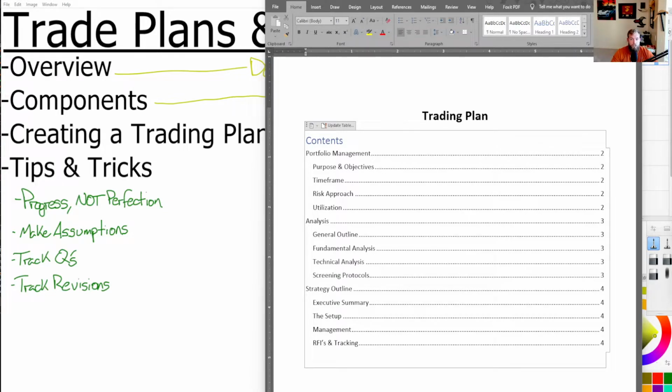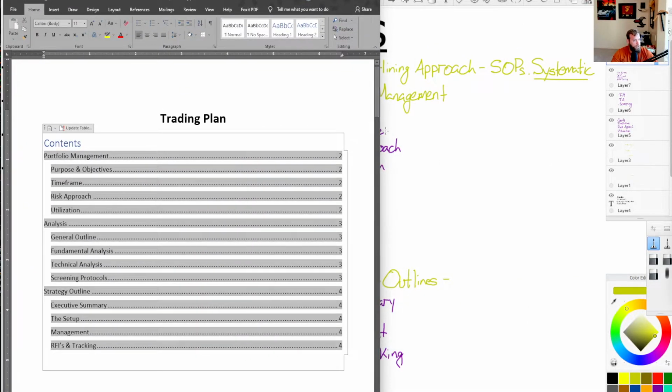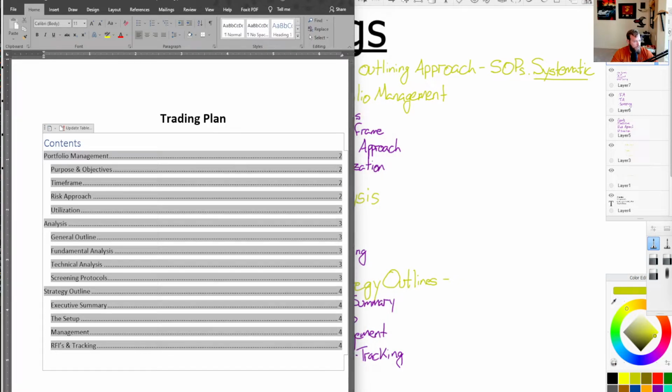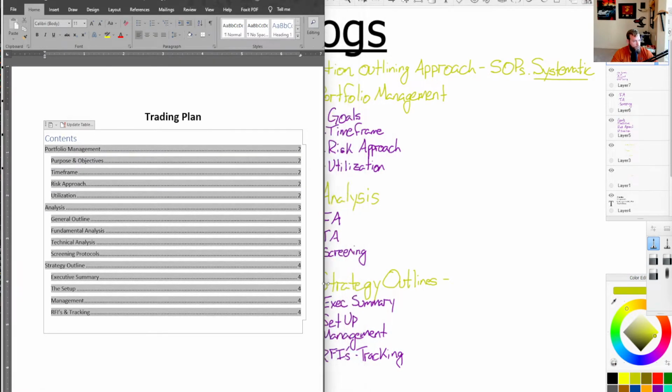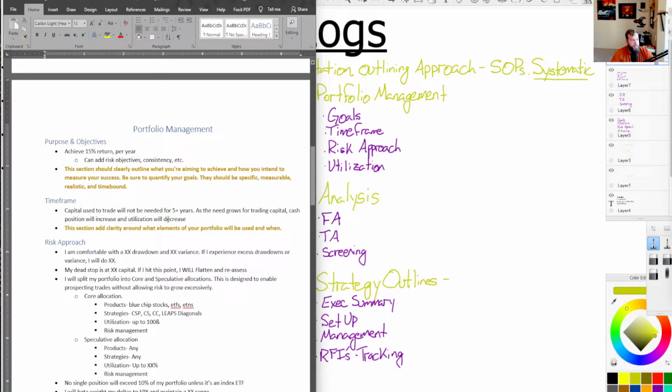So let's take a look at a few things. Let me move this over here so that you can see, I just want to see the outline as we're going through it. So we have this portfolio management section. So that's the first thing I have. And then goals, I put purpose and objectives. So let's jump down there and we're going to work through this in order very quickly.